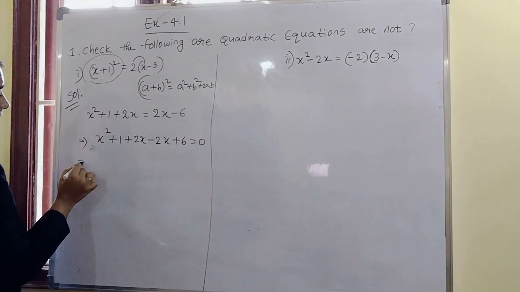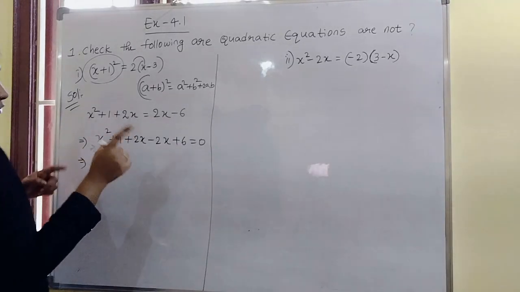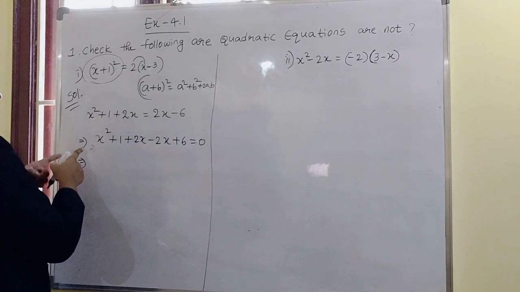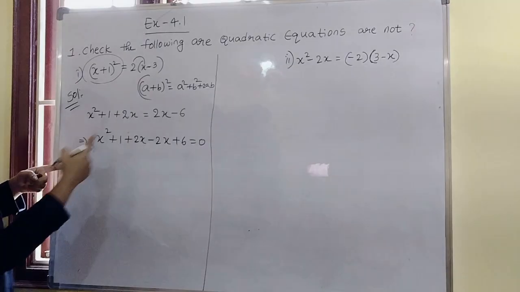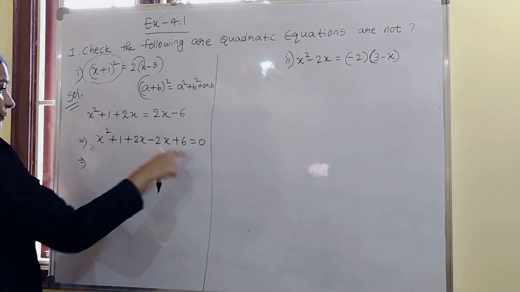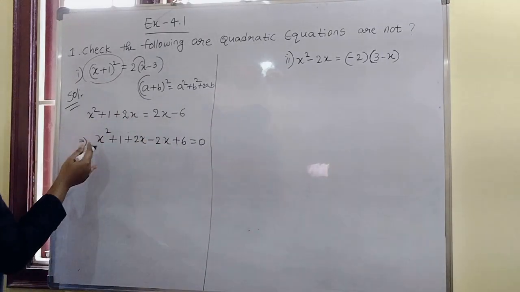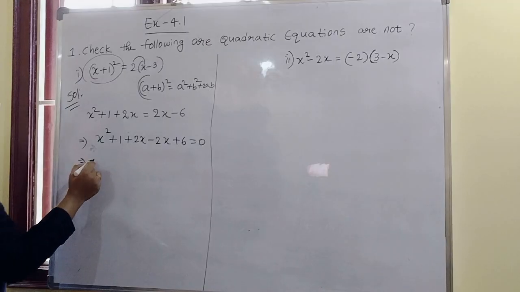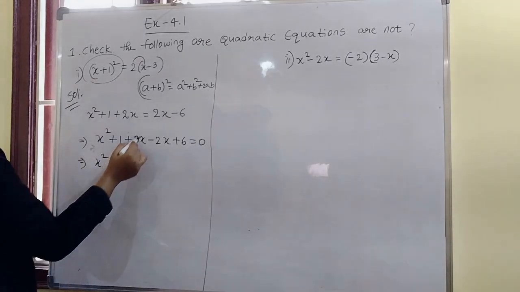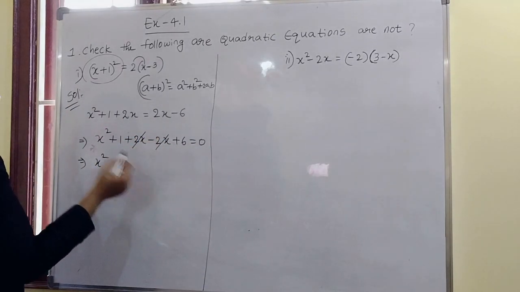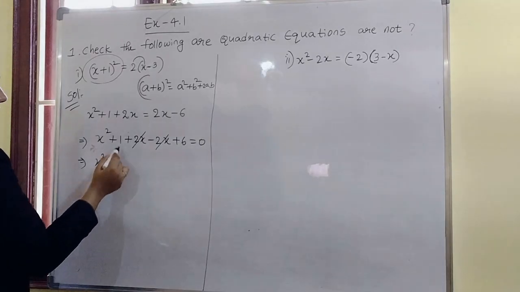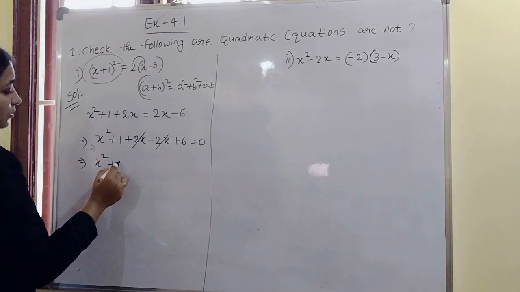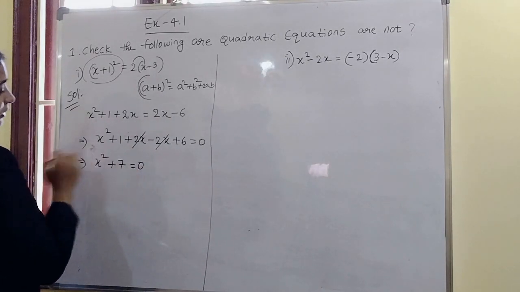So implies, and you don't write equal to here. Put implies, because there is already an equal to in the equation. So you start with implies. x square, here see, plus 2x minus 2x get cancelled. What are you getting? Plus 1 plus 6, so you add, plus 7 is equal to 0.